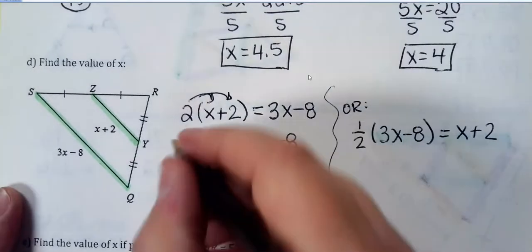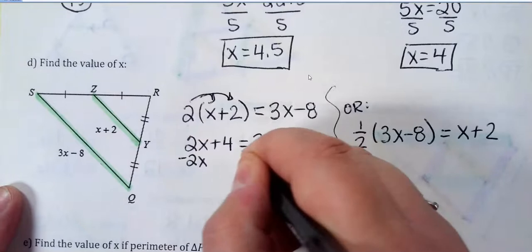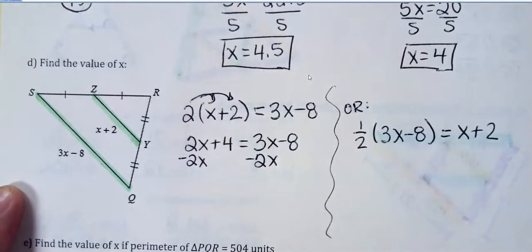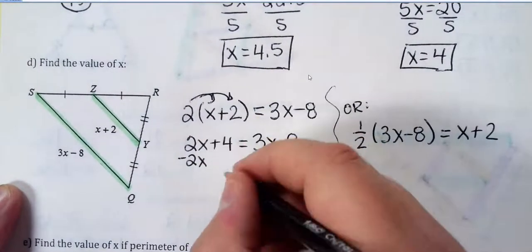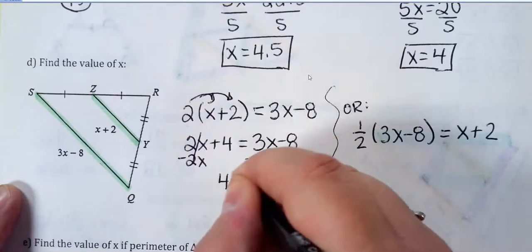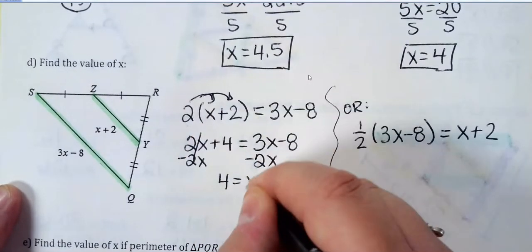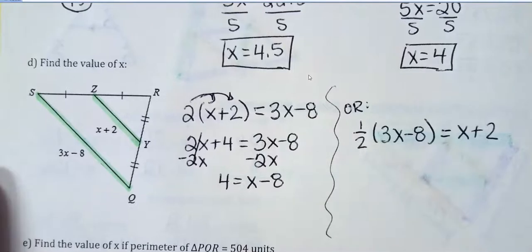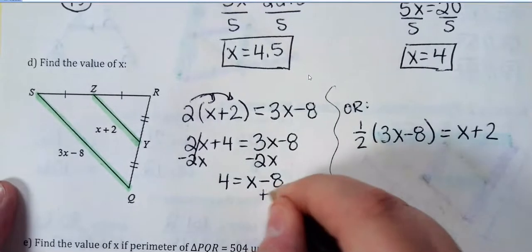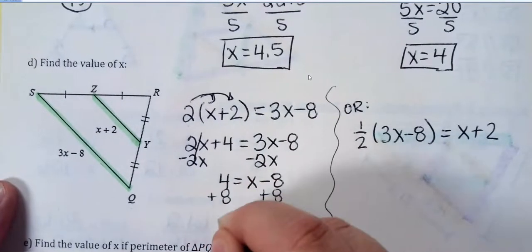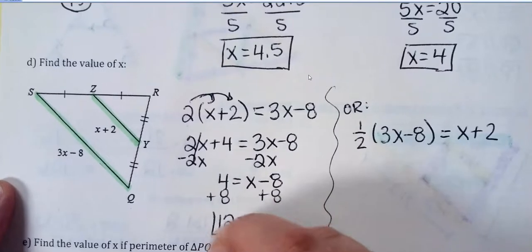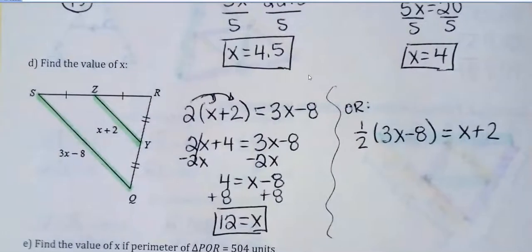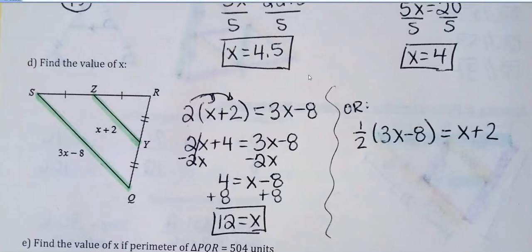I usually like to try to keep my variable positive if I can. So if it was me, I would subtract 2x from both sides. That would leave me with 4 equals just 1x, because 3 minus 2 is 1, and then it'd just be x minus 8. All you have to do is add 8. So x would be 12 in that problem. Both of those equations I just wrote down would work. I would just recommend take the mid segment, multiply that expression by 2. That'll be a little bit easier to work with algebraically.